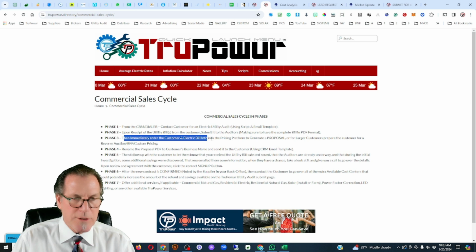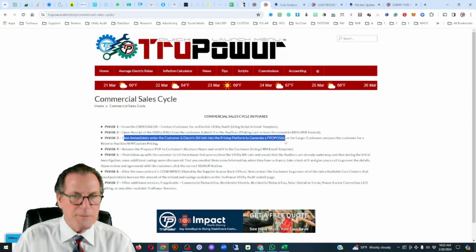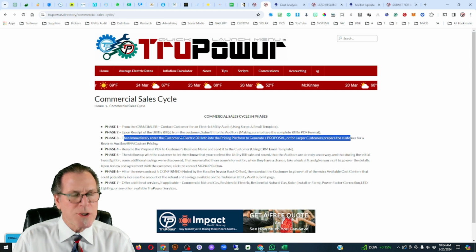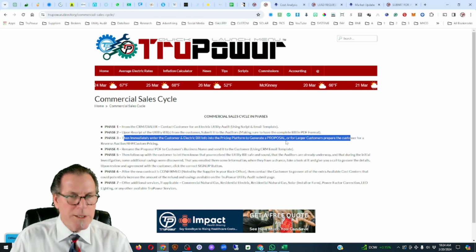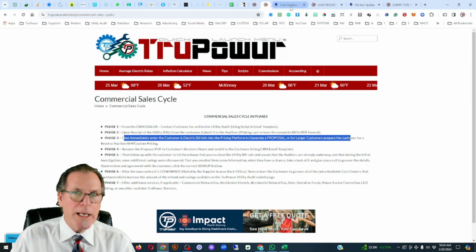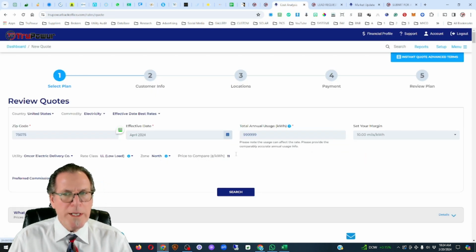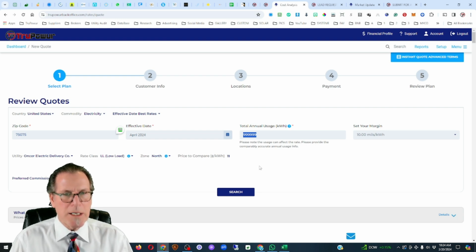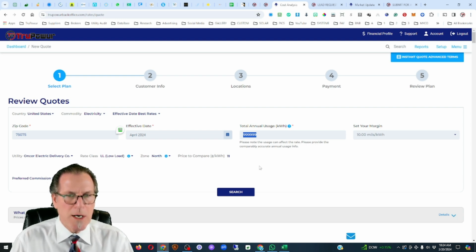Then immediately enter that customer's information into the pricing platform to generate a proposal. Of course, for larger customers, we'll prepare a reverse auction or custom pricing. But what we would initially do is create a proposal, because any customer whose usage is above 1 million kWh per year automatically requires a custom pricing plan. So you can't do matrix pricing on any customer that has usage above 1 million.